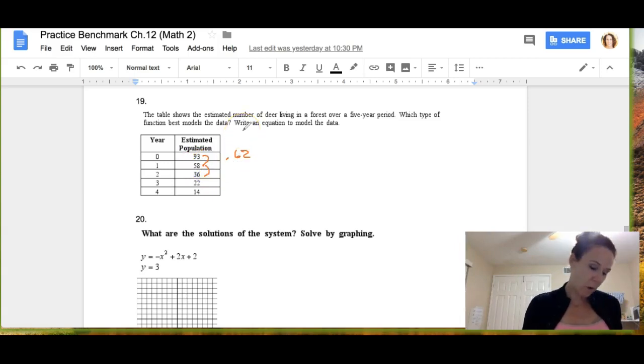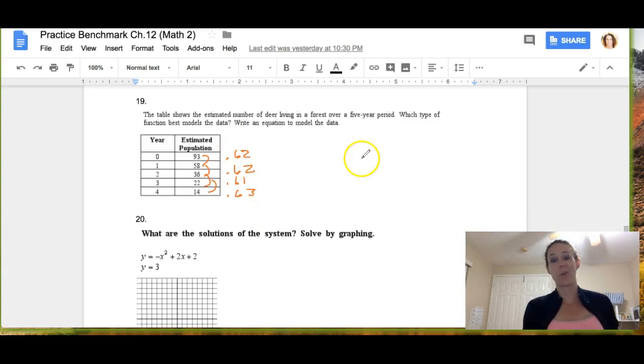Let's do these two. Always take the second one and divide by the first one. This is going to give me 0.62. Take the second one, divide by the first one: 22 divided by 36. This is looking good. I get approximately 0.61, which is close. And then 14 divided by 22 gives me 0.63. So I'm going to say yes, this has a common ratio of approximately 0.62.